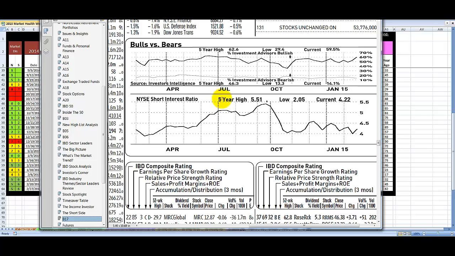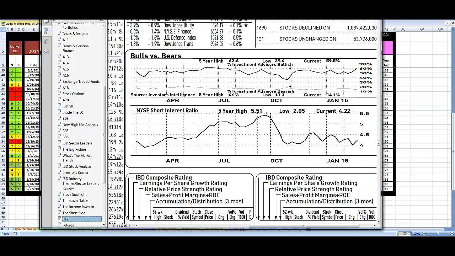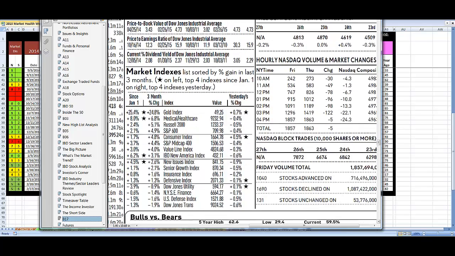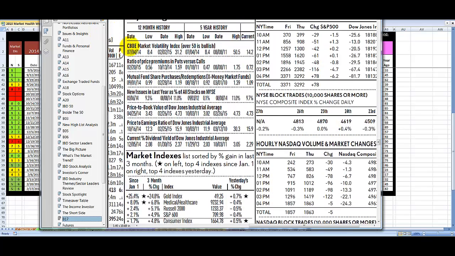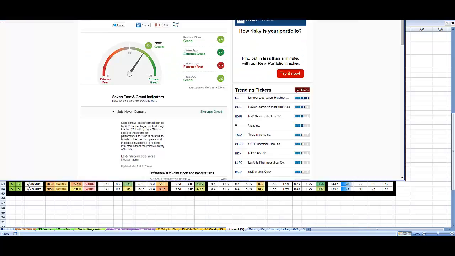You've got your bulls versus bears, your NYSE short interest. You have these wonderful handy charts that you can use to help you see the change. And then up here in the psychological market indicators, I use the volatility and the put versus calls. They've got other helpful things here, but those are predominantly what I focus on.